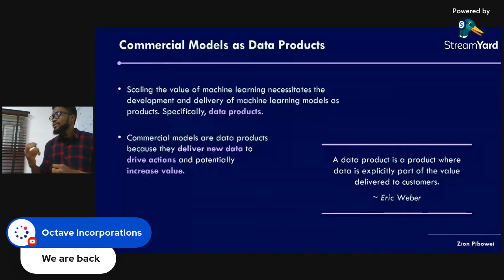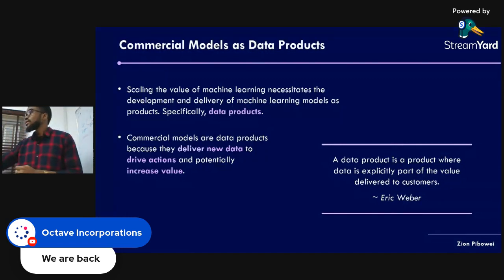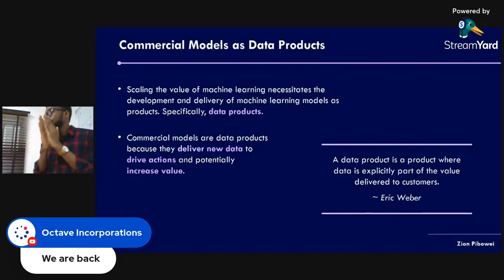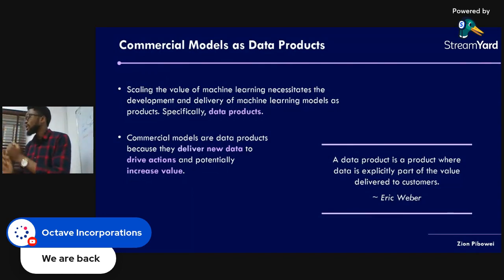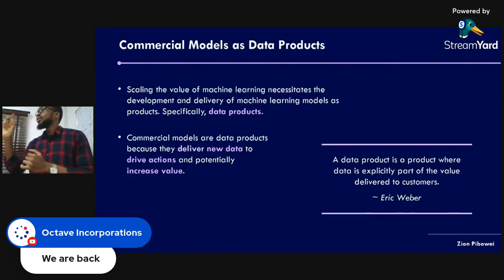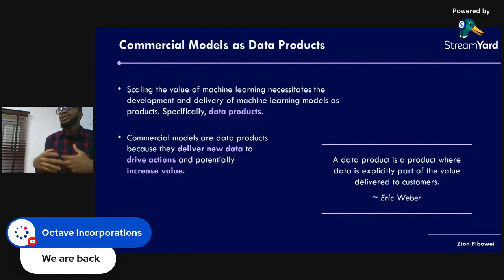What that means is that we build this data product. It has a target audience, right? And the major value proposition of that product is that it is delivering data, it's delivering knowledge to the target audience. Now, these applications, these data products, can be internal or external.